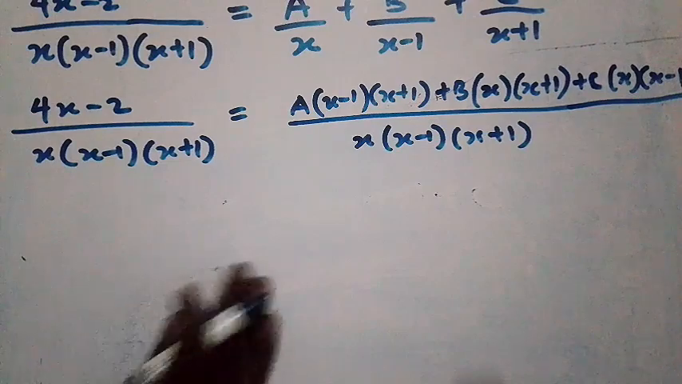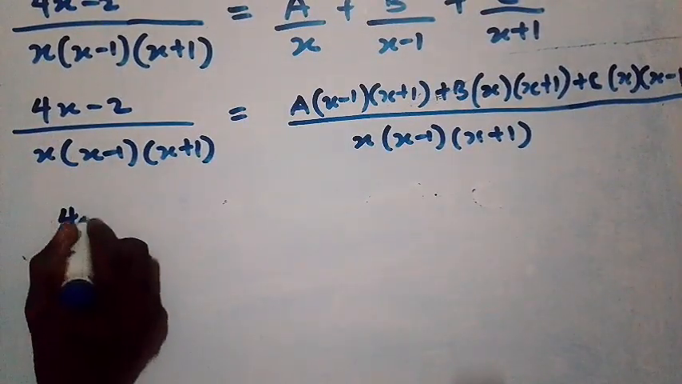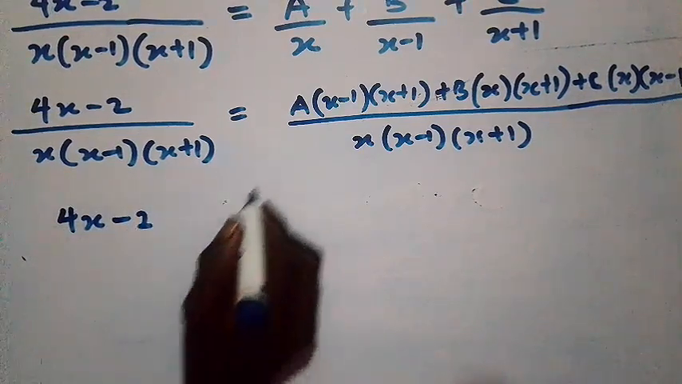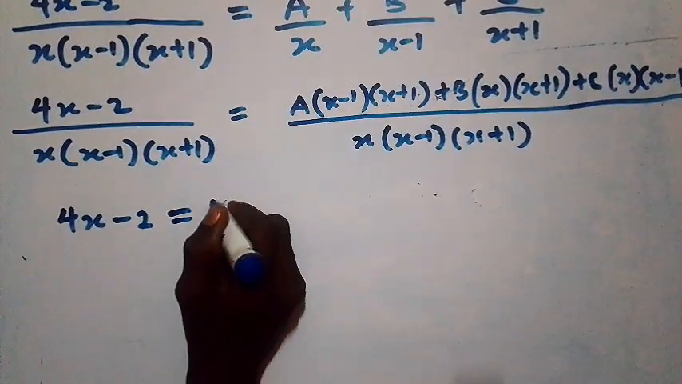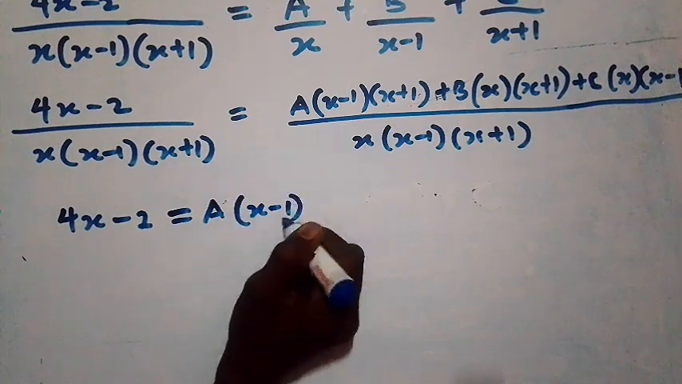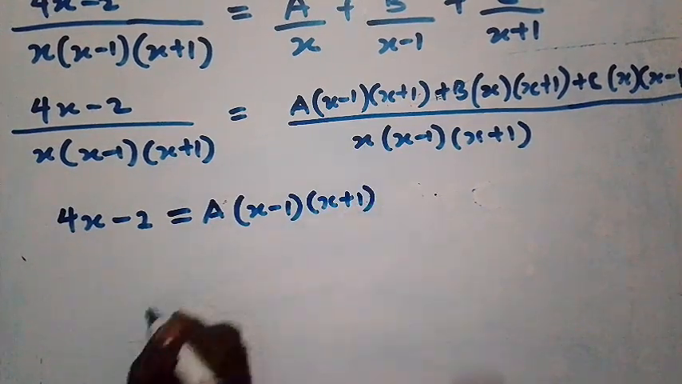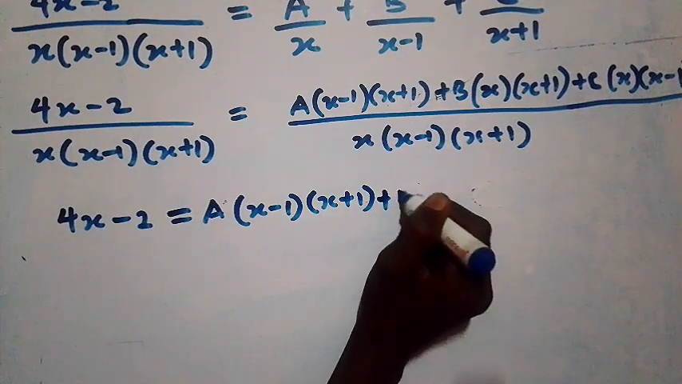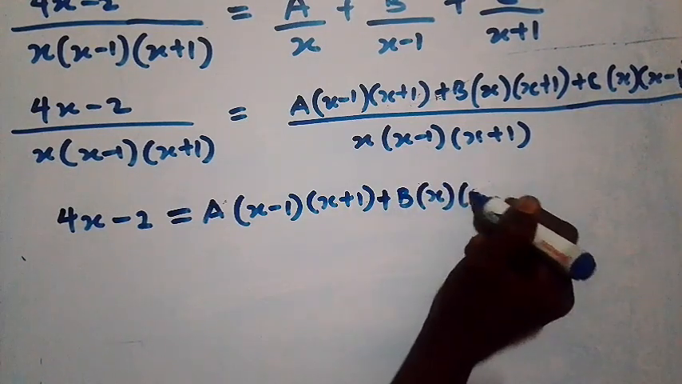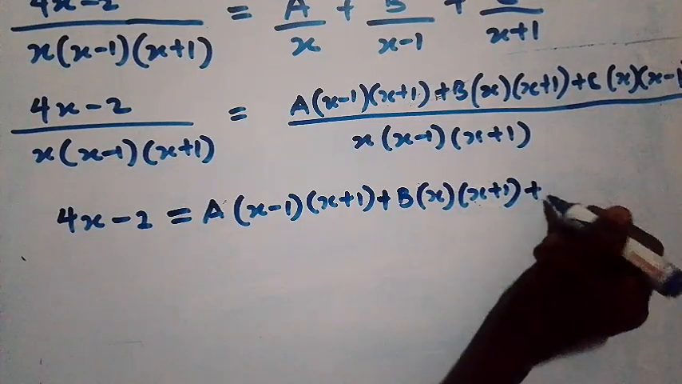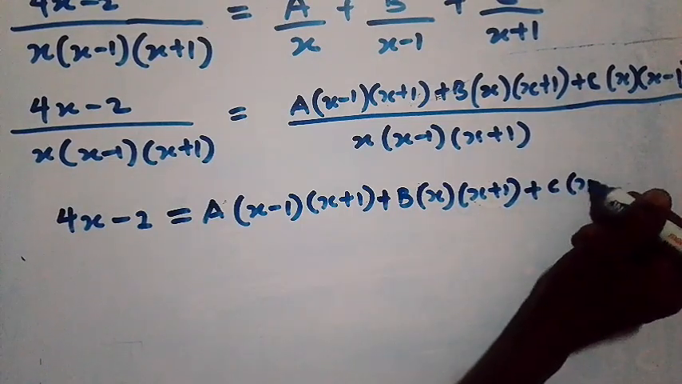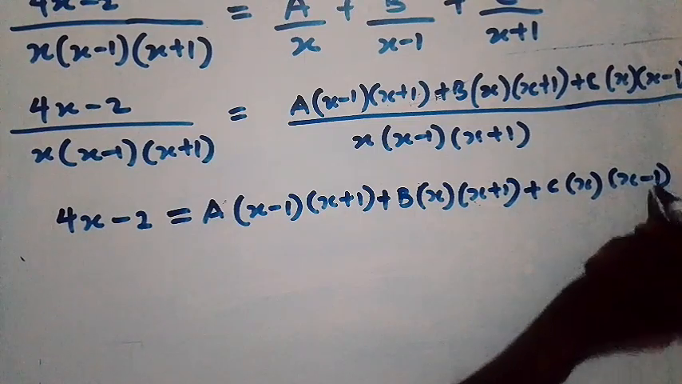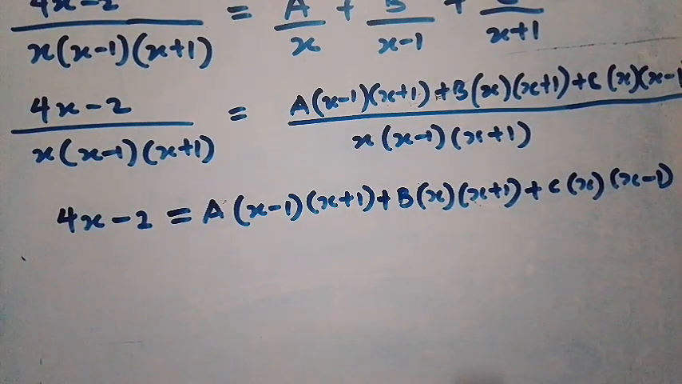Now from here, let's equate the numerators. The numerator here is 4x minus 2. Let's equate it to this as well. Equals A(x minus 1)(x plus 1), plus B x(x plus 1), plus C x(x minus 1). Now, from here, let's solve for A, B, and C.